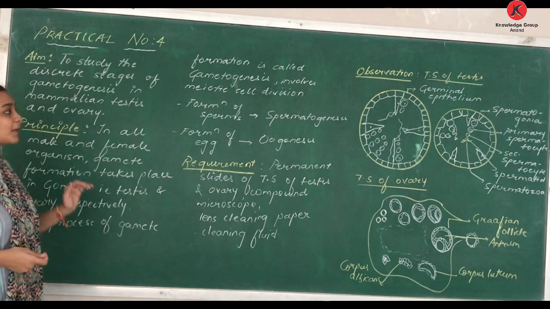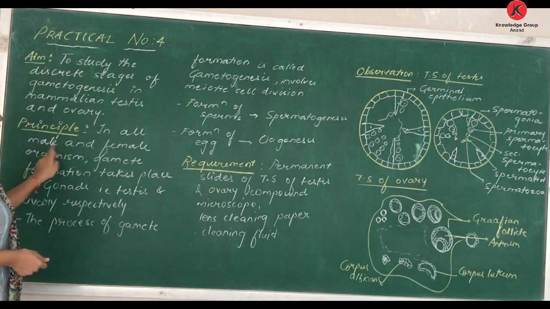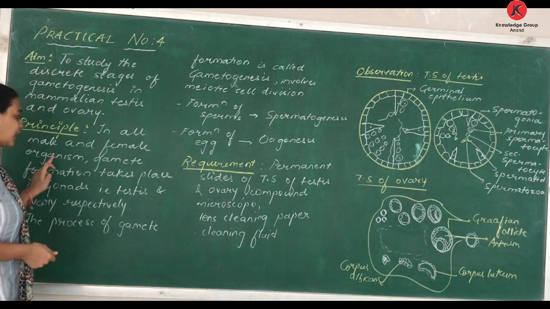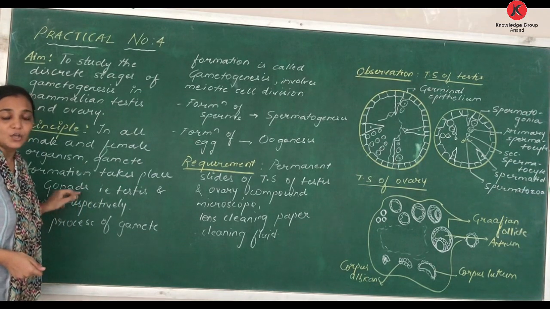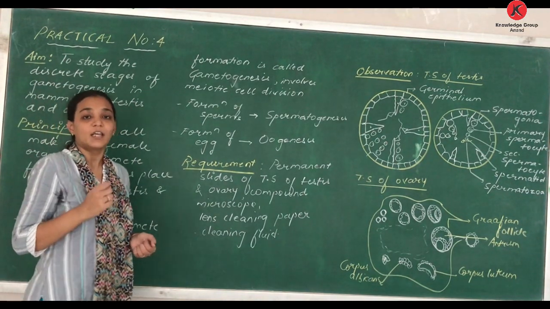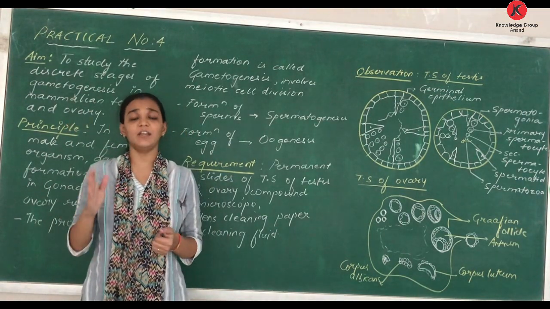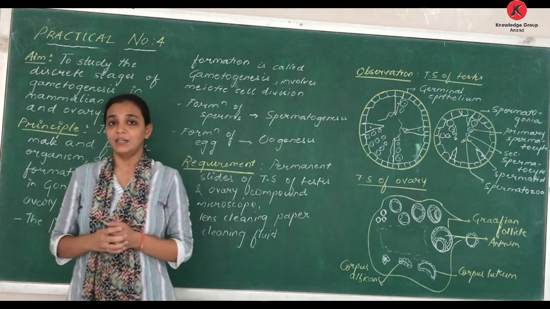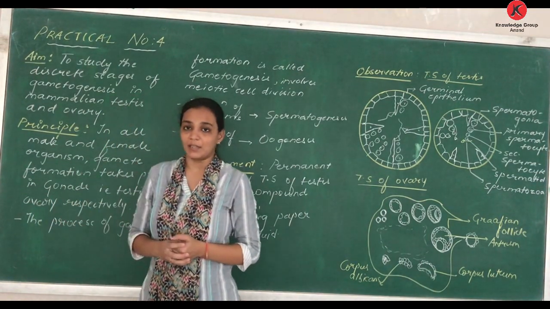So first of all, we begin with the principle of this practical. We already know that in male and female organisms, the gamete formation takes place in the gonads. So gonads are those primary sex organs in which the gamete formation is going to occur. These primary sex organs will be testis in the males and ovaries in the females.